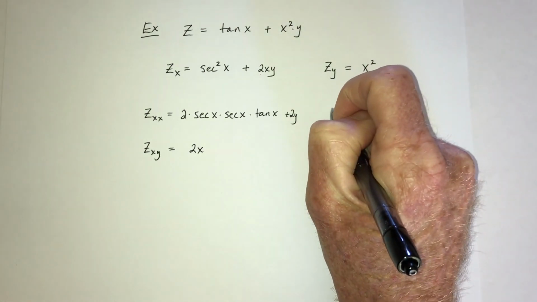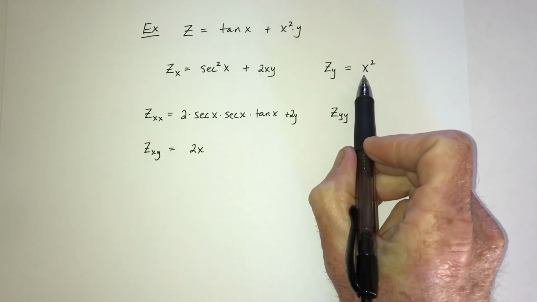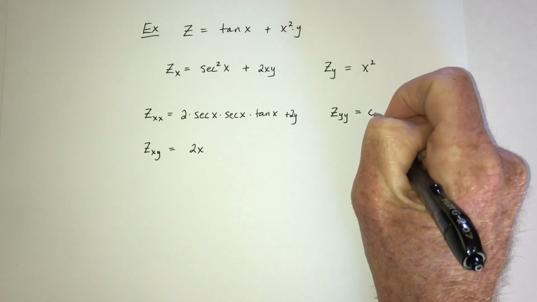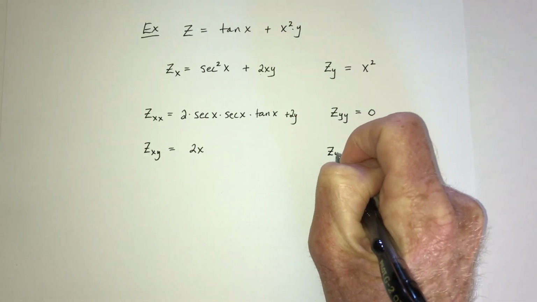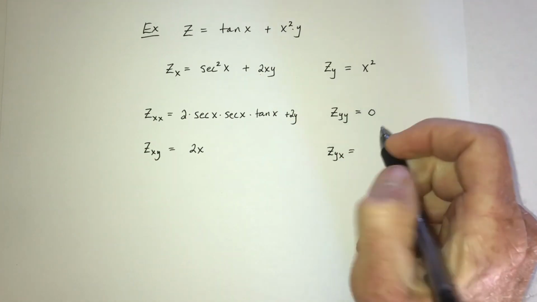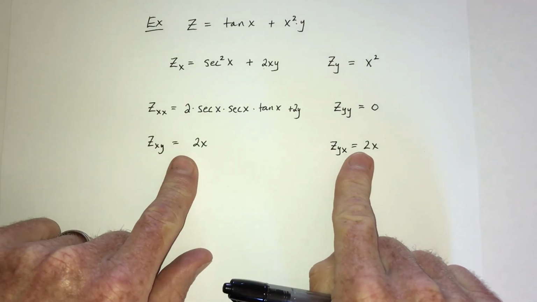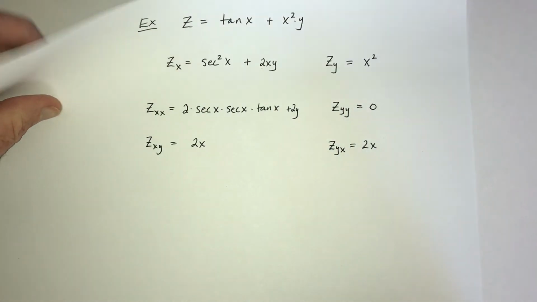All right, now do the z, y. So take the derivative with respect to y. Since this is a constant, its derivative is 0. Then take the derivative of y with respect to x. And the derivative of this with respect to x is 2x. And once again, those two turned out to be the same. All right, just 2 more examples.